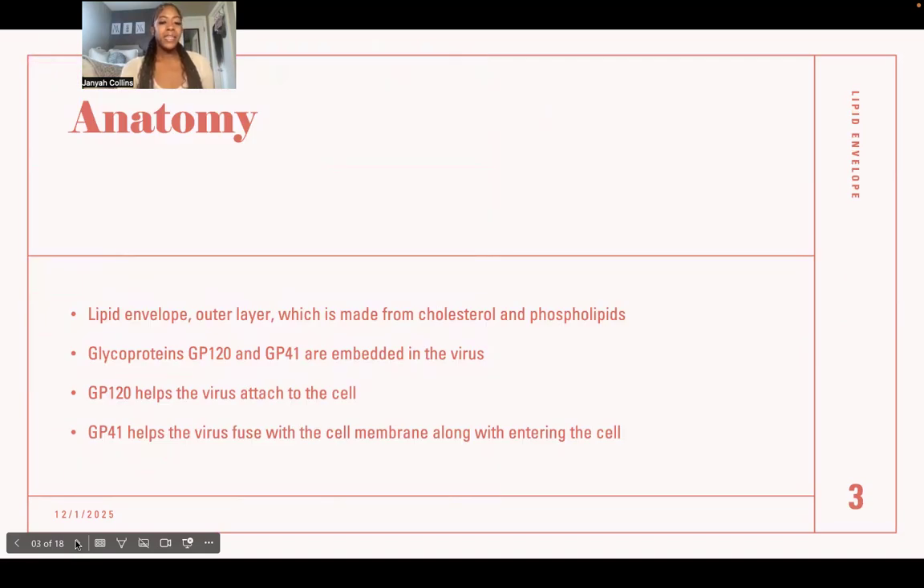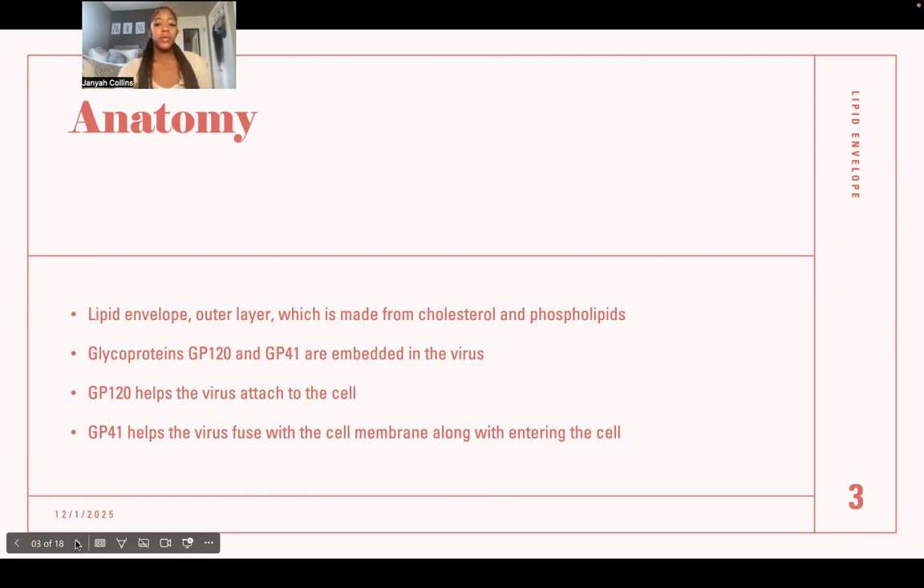Our anatomy. So HIV is very microscopic. It measures about 100 nanometers in diameter, and a host cell and CD4 receptor must be present in our body to copy our genetic information and material, and it must also have permission to enter the cell. The outermost layer is going to be our lipid envelope. This lipid envelope is made from phospholipids and cholesterol.